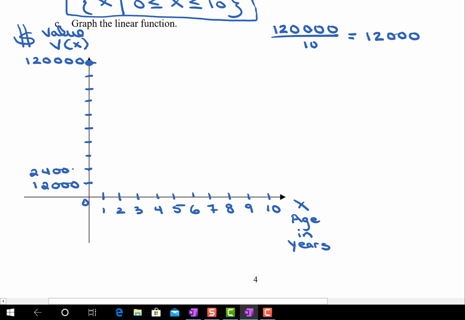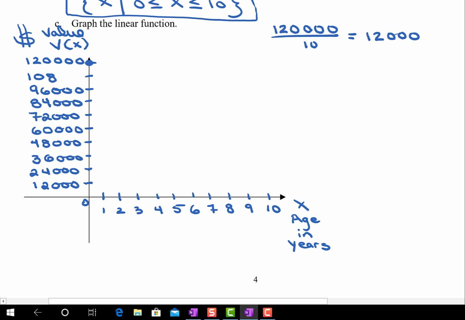So 12,000, 24,000, 36,000, 48,000, 48,000 plus 12,000, 60,000, 72,000, 84,000, 96,000, 108,000, and then up to 120,000. So at age 0, the machine is worth $120,000 because it's brand new. So that's going to be one of our ordered pairs here, (0, 120,000).